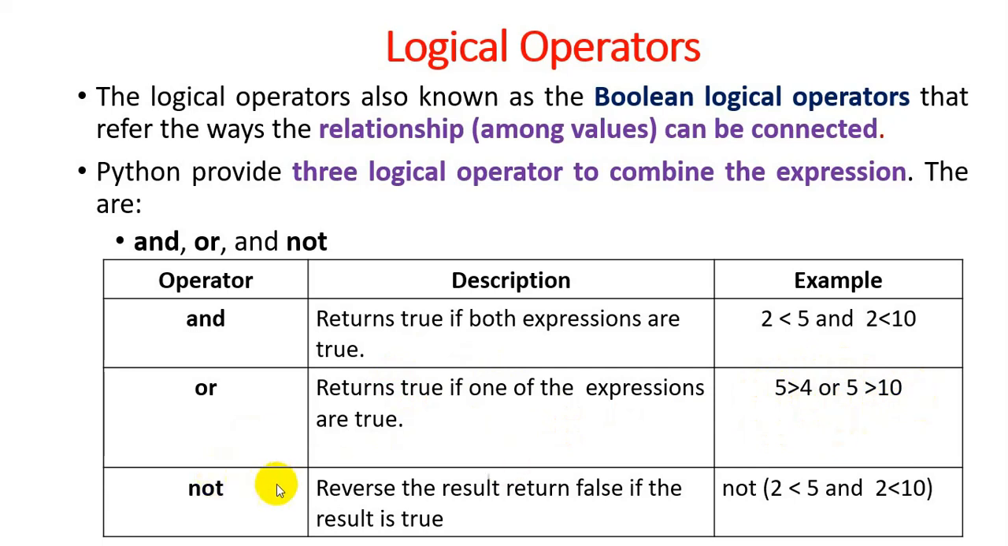The not operator reverses the result: it returns false if the result is true, otherwise it returns true if the result is false. Here we are passing the and expression. The outcome of the expression is true because 2 less than 5 and 2 less than 10 is true. True is the outcome, but the not operator negates the result and converts it into false. You will see the demo.